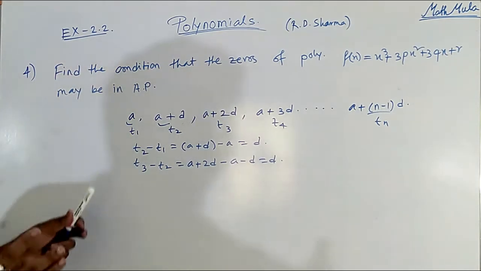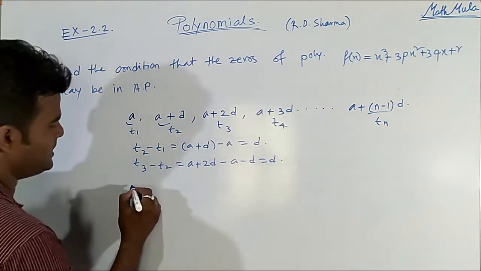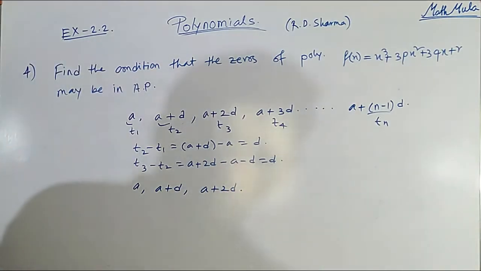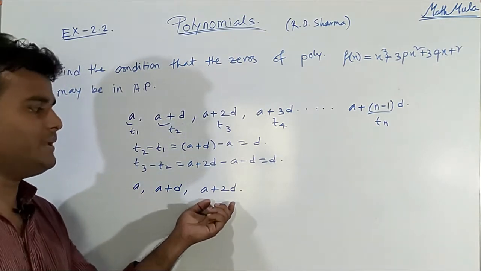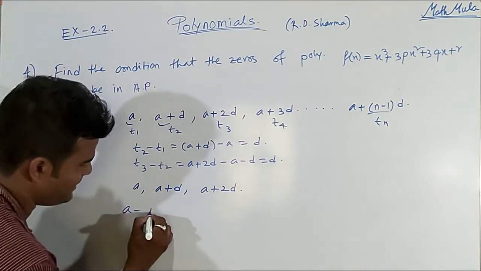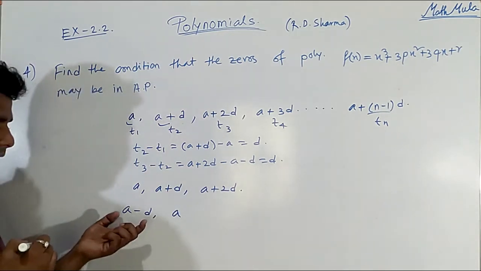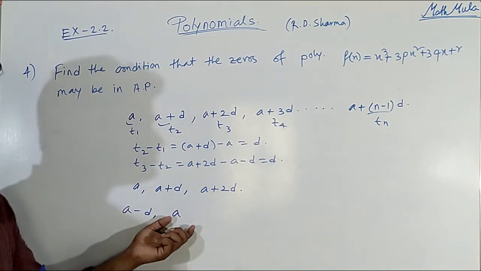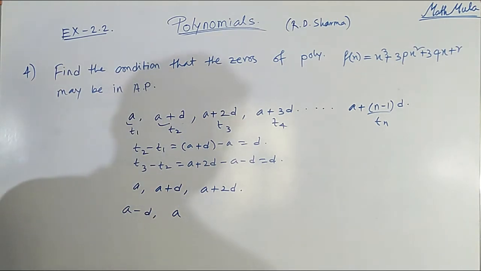Now, if the zeros of a cubic polynomial lie in AP, that means the zeros are a, a plus d, and a plus 2d. Okay, now look, if a is the first term, then the second term will be a plus d, and the third term will be a plus 2d in AP. Now, if we let the first term be a minus d, then the second term will be a, because d is the common difference. If we add d, that means the common difference, to the first term, then we get the second term. If we add d to the second term, then we get the third term. This is the process of arithmetic progression.